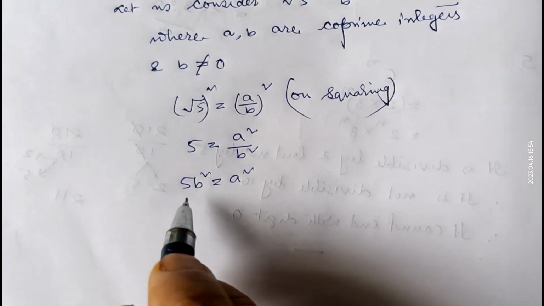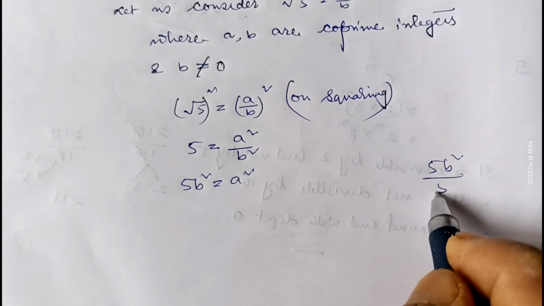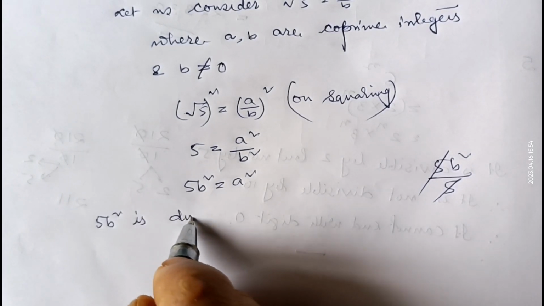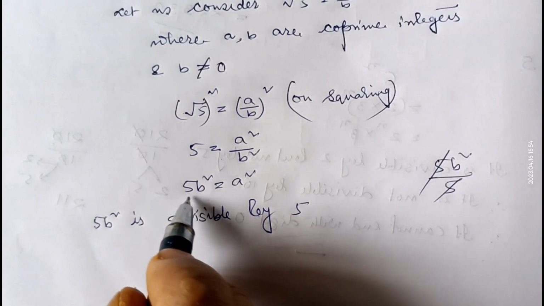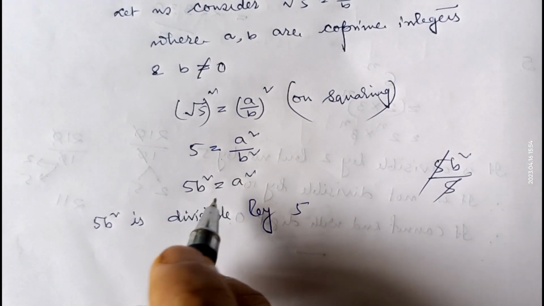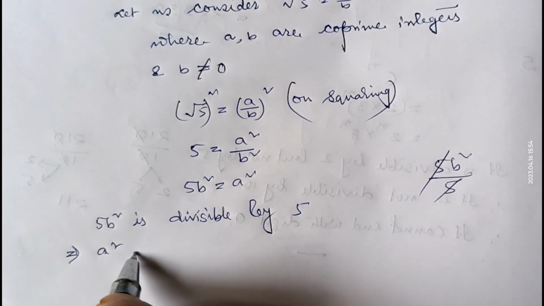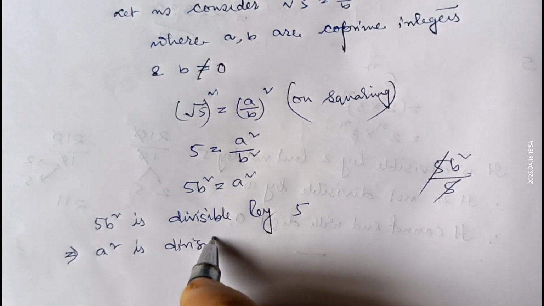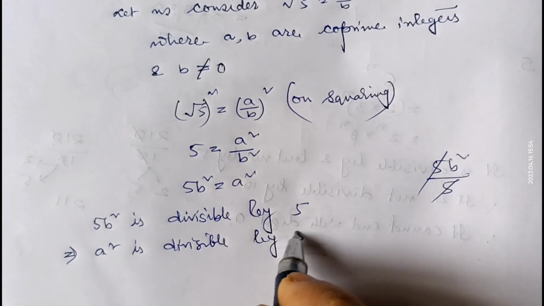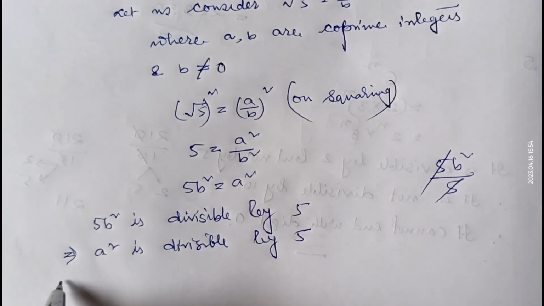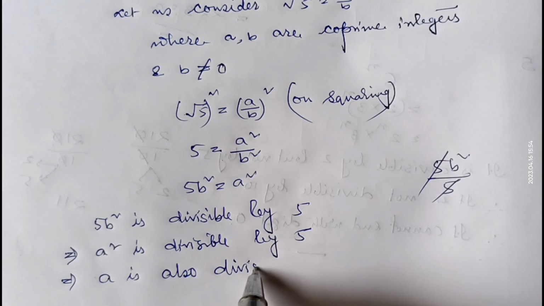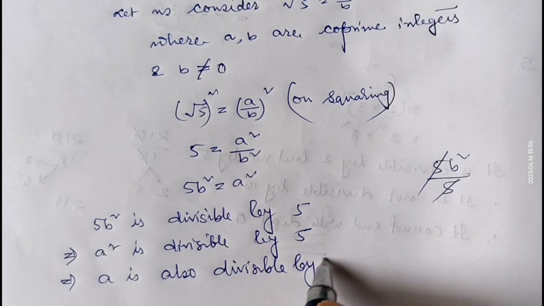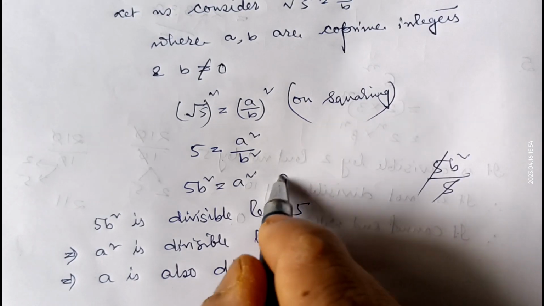Now here 5b square is divisible by 5. Since this is divisible by 5, that means a square is also divisible by 5. And since a square is divisible by 5, we can write a is also divisible by 5. Clear? We can name this one equation number 1.